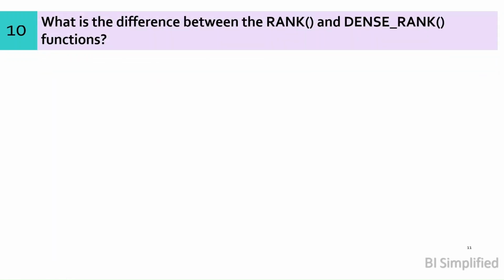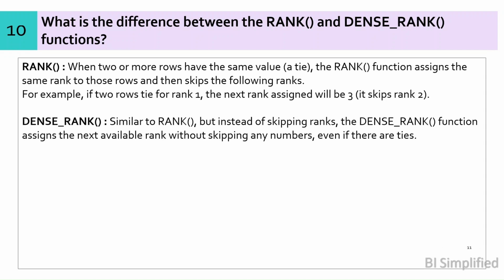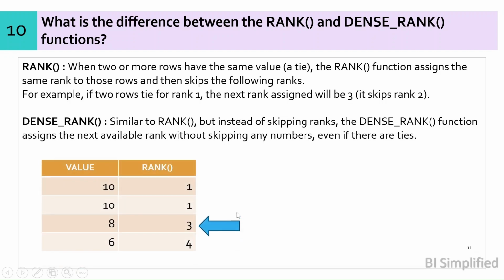Next question. Now this is another important question. What is the difference between the rank and dense rank functions? So the rank function, when two or more rows have the same value, that is a tie, assigns the same rank to those rows and then skips the following ranks. For example, if two rows tie for rank 1, then the next rank assigned will be 3. It skips the second rank. So see here, this is the example of the rank function.